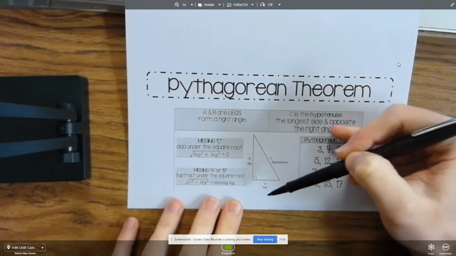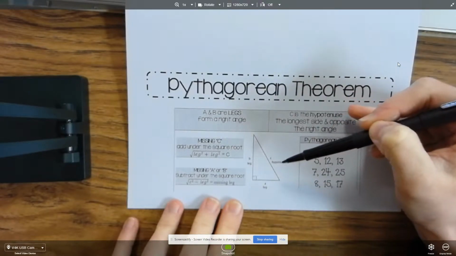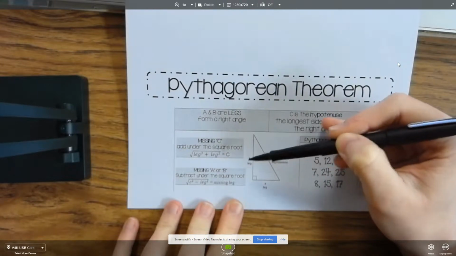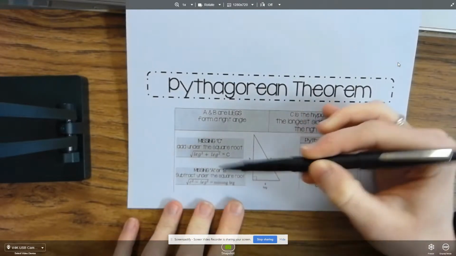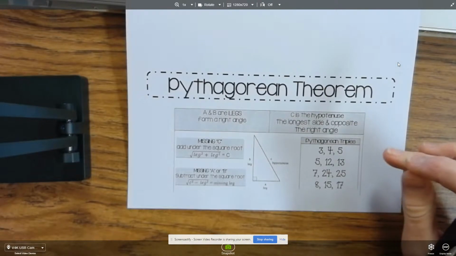If we're missing one of the legs, then we're going to square the length of the hypotenuse and then subtract the length of the other leg squared and then square root all of that. And that will give us the missing leg length.